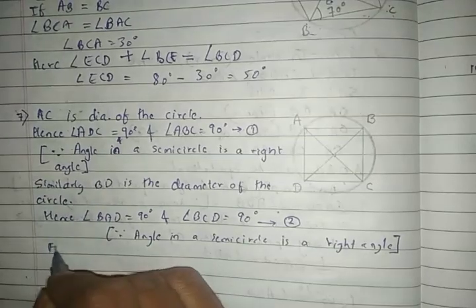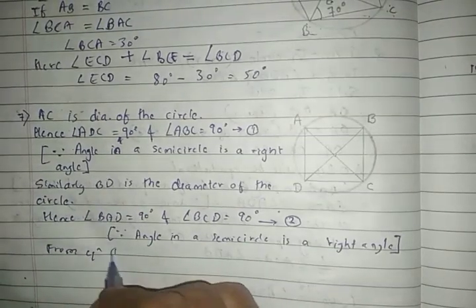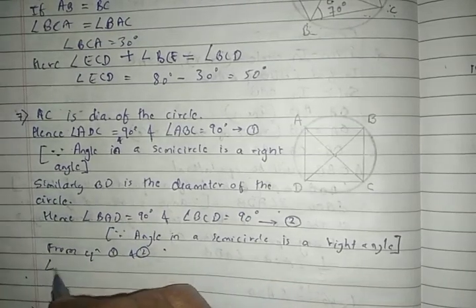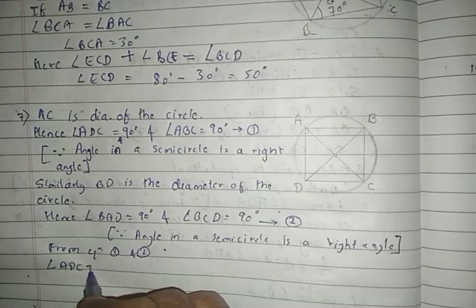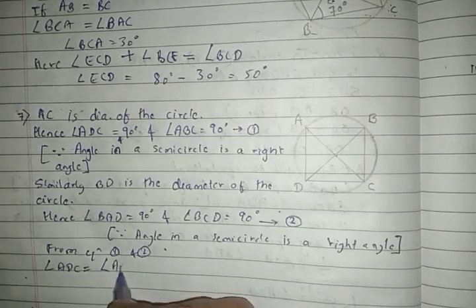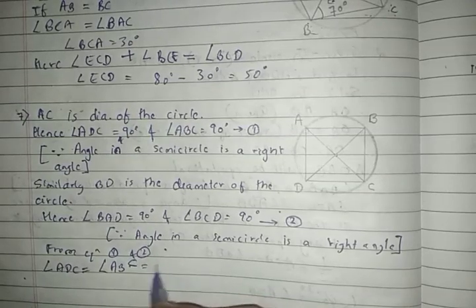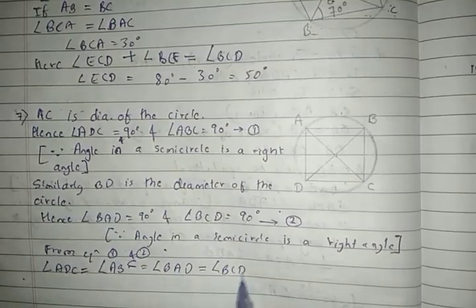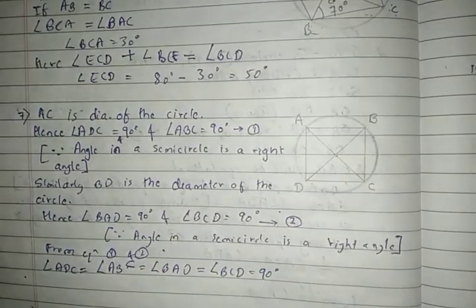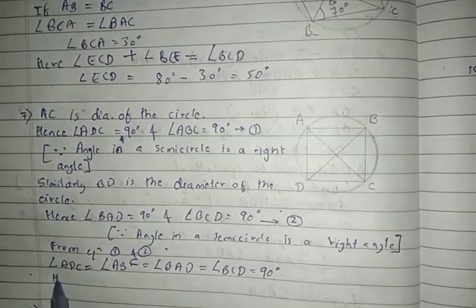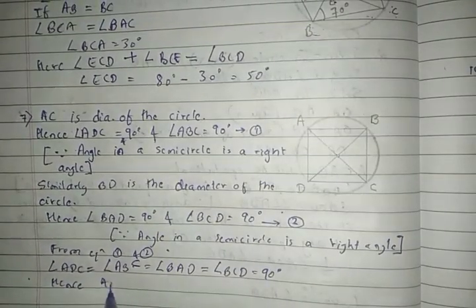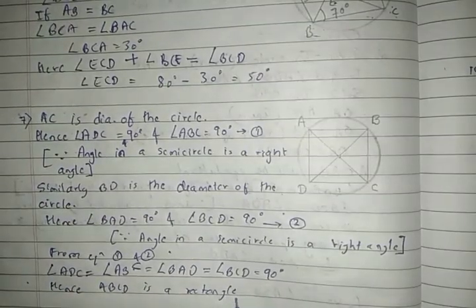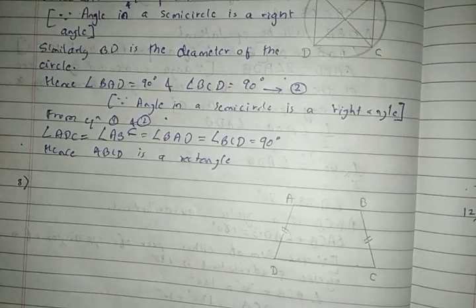Now from equation 1 and 2, we have angle ADC equal to angle ABC equal to angle BAD equal to angle BCD equal to 90 degrees. Hence, you can say that ABCD is a rectangle.